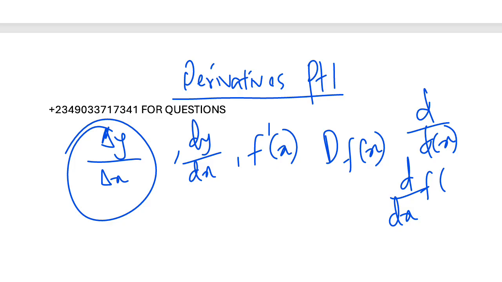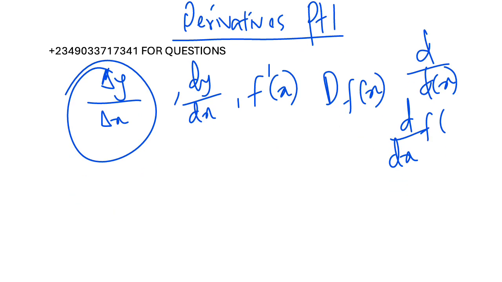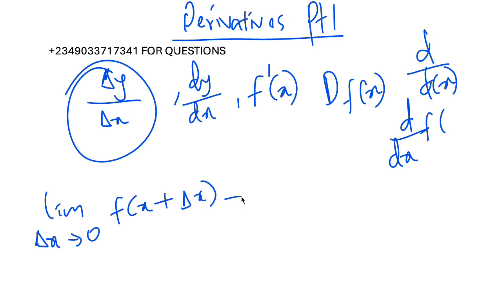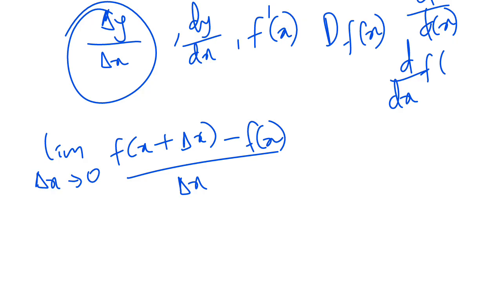In general terms, we could connect the definition to limits. So the limit as the change in x tends to 0 of f of x plus the change in x, minus f of x, all over the change in x. What does this imply? That means that f of x is changing with respect to x. That's why I have f of x plus change in x minus f of x, and this corresponds to the change in y, and then over the change in x, that gives us the differential.